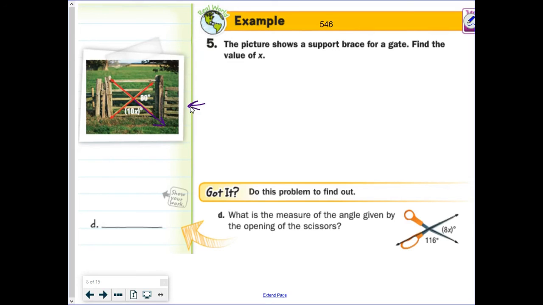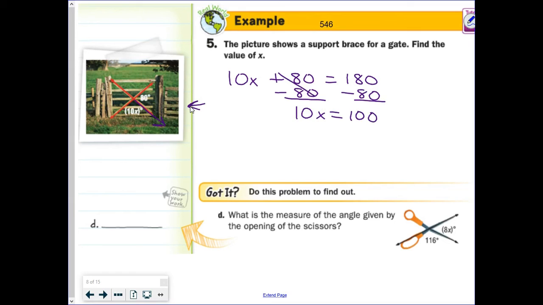So I can write that as an equation where 10x degrees plus 80 degrees has to equal 180 degrees because they are supplementary. I would subtract 80 from both sides of the equation, meaning that 10x has to equal 100 degrees. I divide both sides by 10 to get x alone. And when I do that, I find out that x is equal to 10.